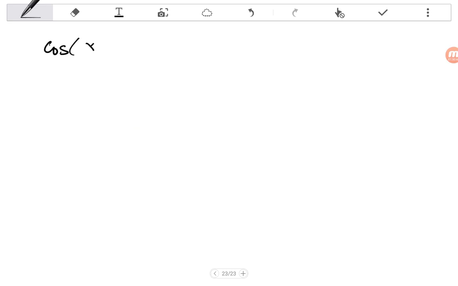They are especially important if we need to make a simplification like this. We need to find cosine x plus pi. Let's make the simplification. That will be cosine x cosine pi minus sine x sine pi.